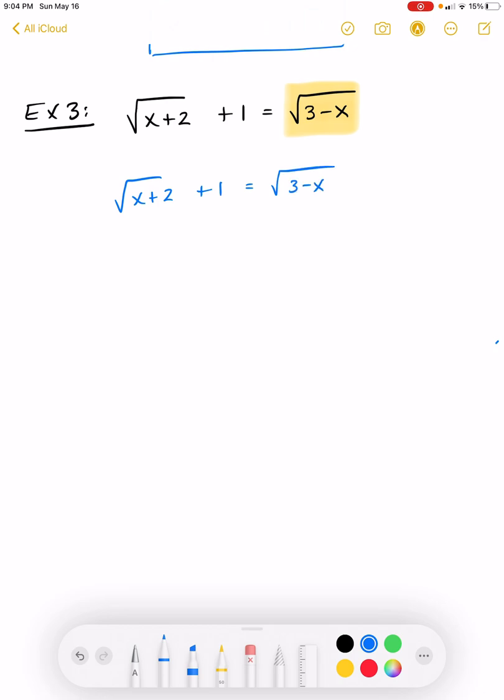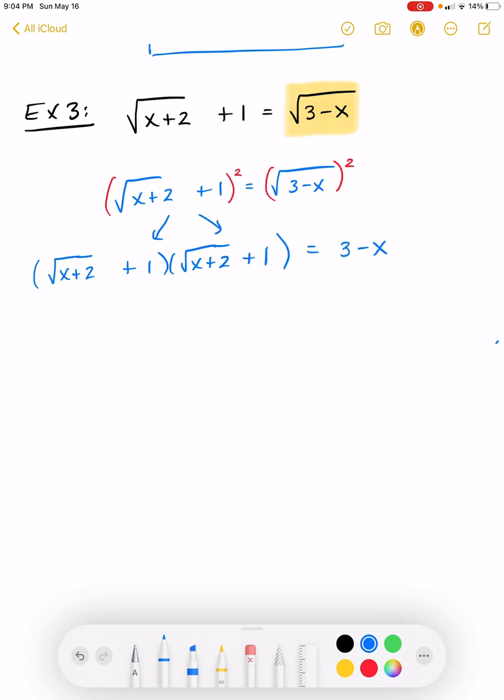But now that we have this radical on the right by itself, we can square this to undo the radical, but we also need to square this side. So what happens is we have this binomial, square root of x plus 2 plus 1, times itself twice, and we're going to have to double distribute this side. But over here, we were able to successfully cancel out the radical, and we have just 3 minus x. So let's see what this is going to look like when we double distribute this right here. All right, so square root of x plus 2 times the square root of x plus 2 is going to result in being x plus 2, right?